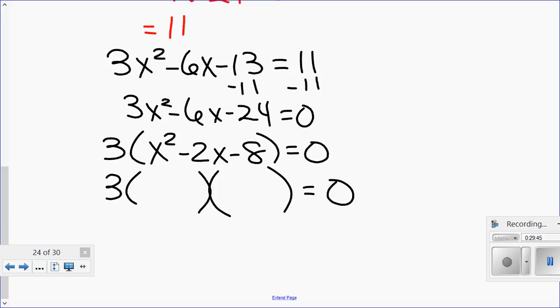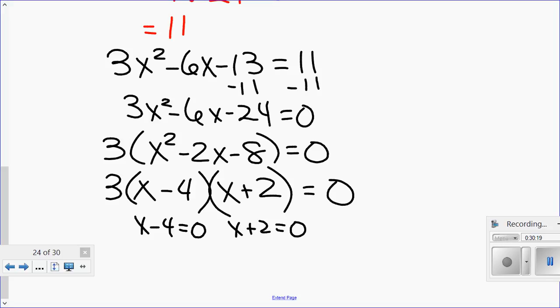All right. Find my two numbers. What are they? They multiply to -8 and they add to -2. Olivia, what you got? -4. Right. -4, +2. We don't care about this 3 out here, right? Divide both sides by 3, and 0 over there. So we've got x minus 4 equals 0, or x plus 2 equals 0.